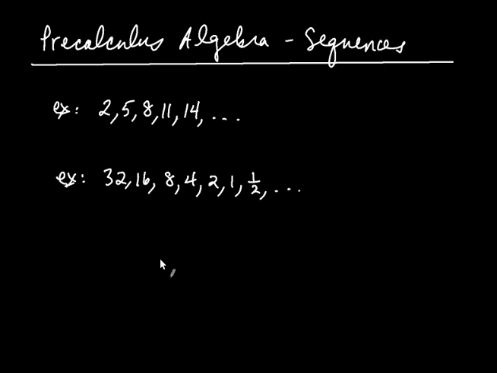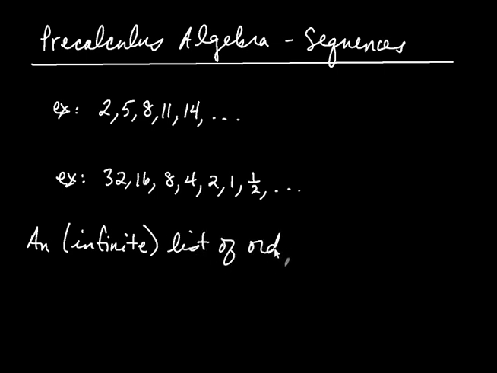So a sequence, you can think of it informally as an infinite list of ordered numbers, because there are infinite terms. The little ellipsis means it goes on forever. A couple things about this. First of all, it's ordered numbers in the sense that this is the first number, that's the second, third, and so on. And it's a list, a collection of numbers, and there's usually some sort of pattern.